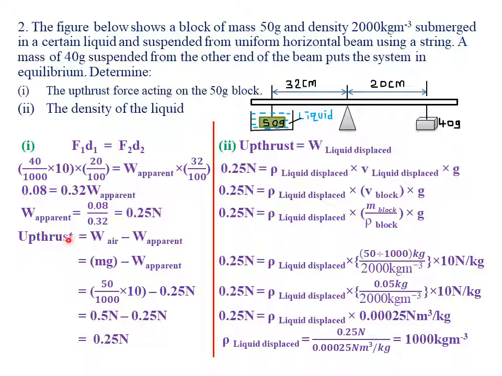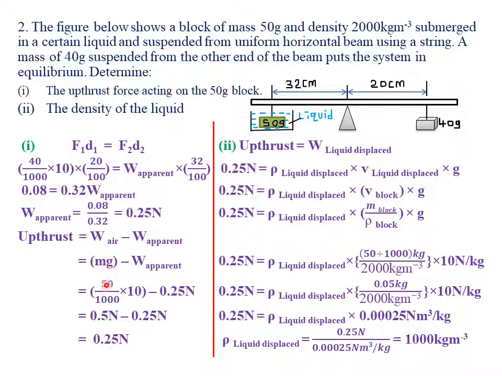For us to find the upthrust, because the question wants us to find the upthrust force acting on the 50-gram mass, we know that upthrust is equal to the weight in air minus the apparent weight. So the upthrust due to the 50-gram mass being immersed in the liquid will be equal to the weight of the 50-gram mass minus the apparent weight in this particular liquid. The weight of the 50-gram mass is given by mg, minus the apparent weight.